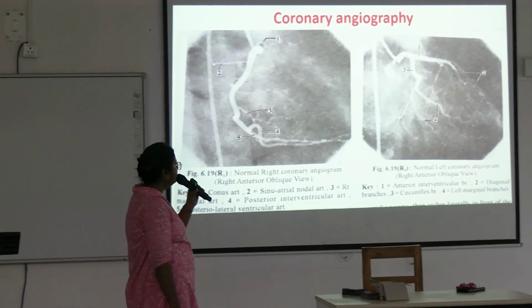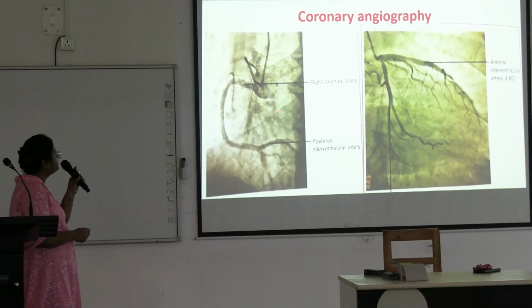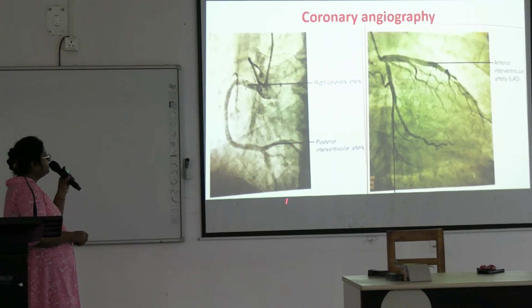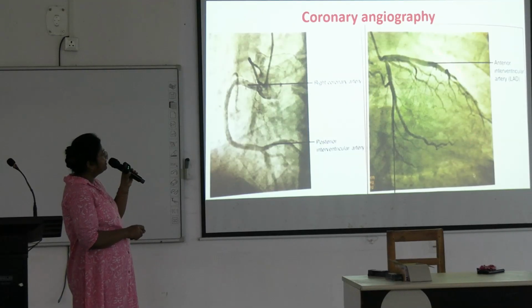Okay. Next. This is also a normal angiogram. The right coronary artery is visualized here, the posterior interventricular artery, and the left coronary is visualized here. Okay.